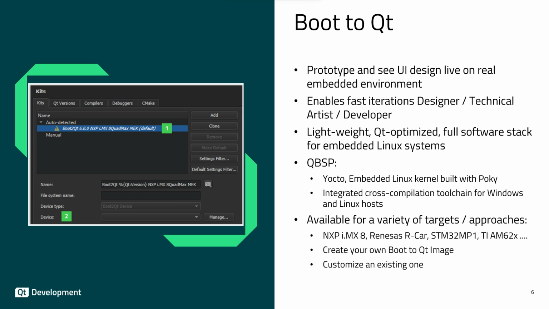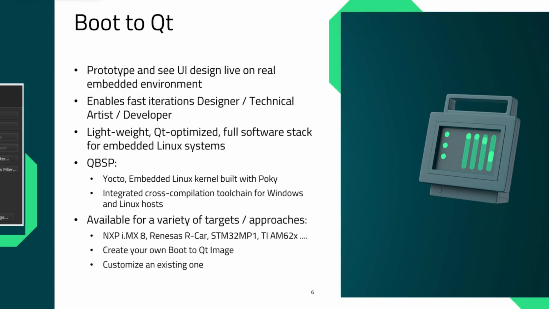These images include a cross-compilation toolchain for Linux and Windows hosts, and once deployed on the hardware, it enables developers as well as designers to drive fast iterations, to check their changes and general concepts early in their development stage on real hardware. If your desired hardware platform is not supported out of the box, you are able to create your own QBSP or customize an existing one, since we are using Yocto to build these images.